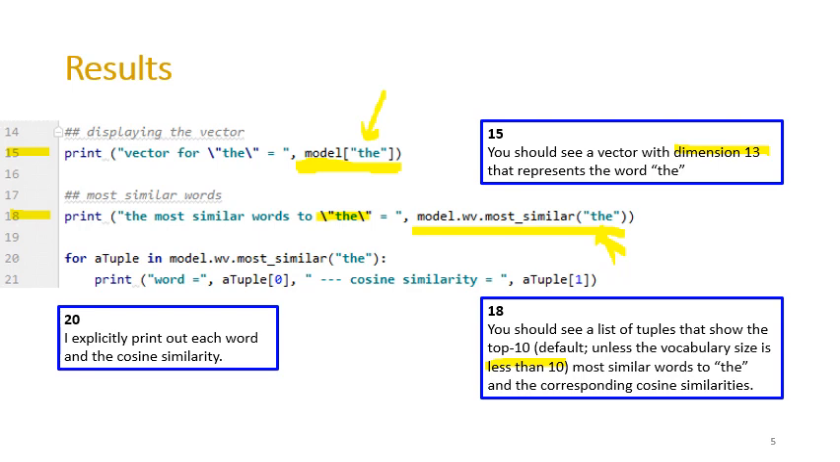And then on line 20, I just simply print out each word in those top 10 most similar words. I print out each word and its corresponding cosine similarity, just to make it easier to read. We'll see these results in the next slide.